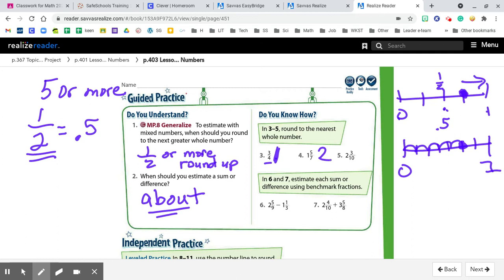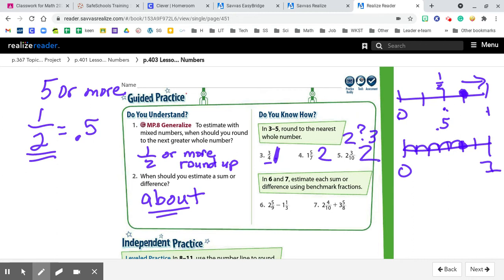2 3/10. Looking at the 3/10, you're deciding between 2 or 3. Where's it going to go? Are we going to go down to 2 or up to 3? 3/10 is less than 1/2, so we're going to go down to 2. Now in 6 and 7, we're doing some additional computation, adding or subtracting after we do our rounding. So we're going to estimate first.